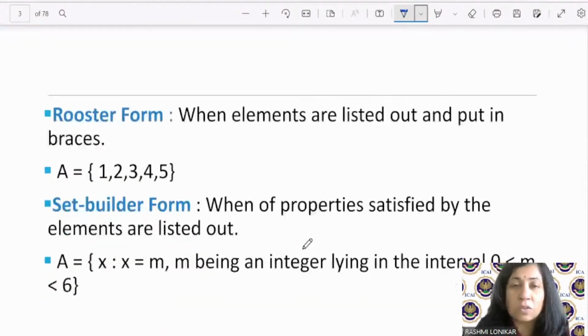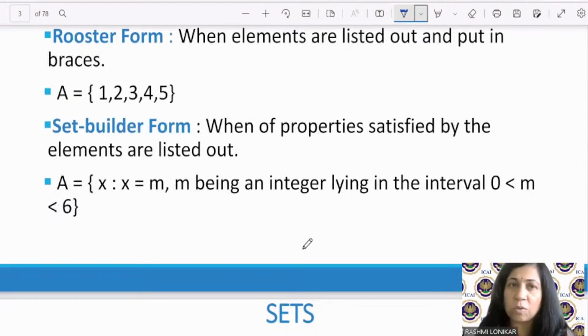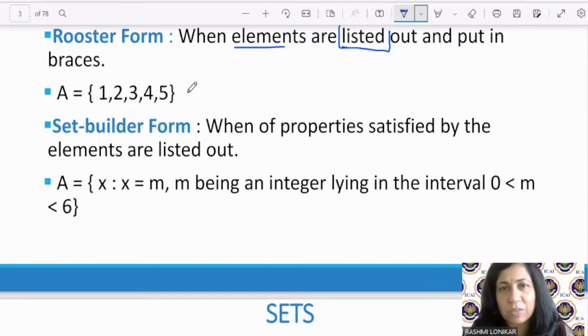Then a set is represented in two forms. One is called the roster method and the second is called the set builder form. When all the elements are listed out, that is, I'm writing down all the elements, then it is called the roster form. Most of the time we use this because the number of elements is finite, and when we are using sums to solve, those are small sums for our MCQ, so usually we're using the roster form. But having said that, we also use the set builder form.